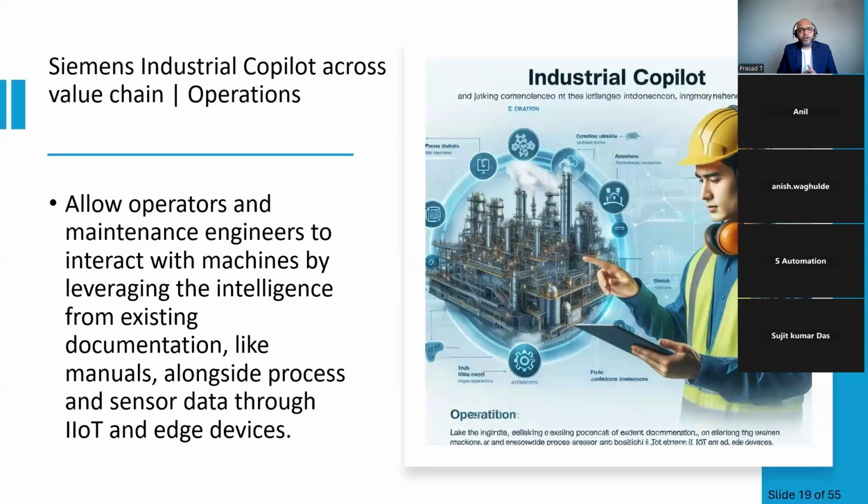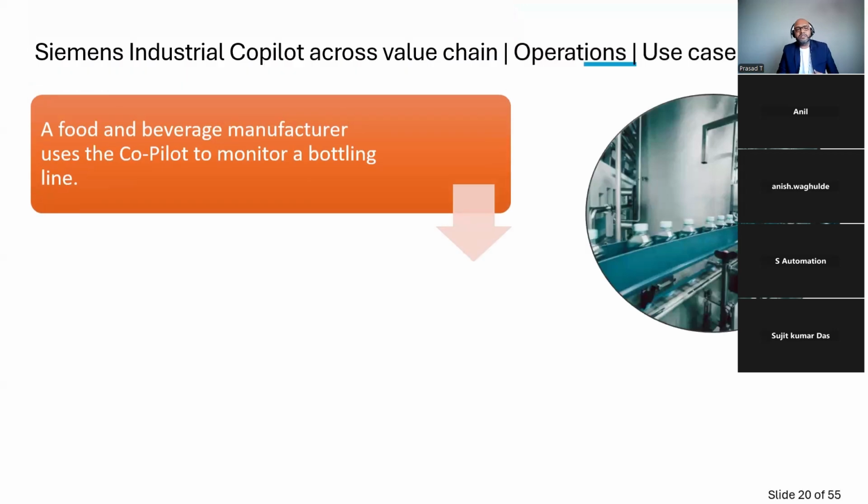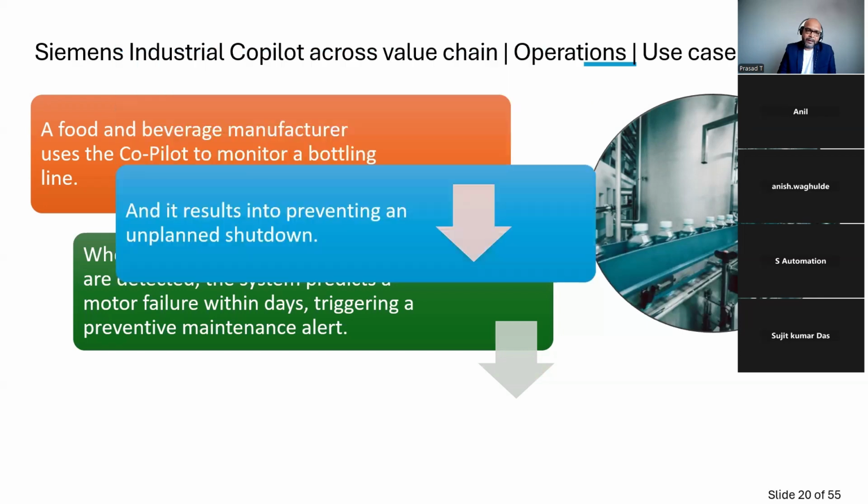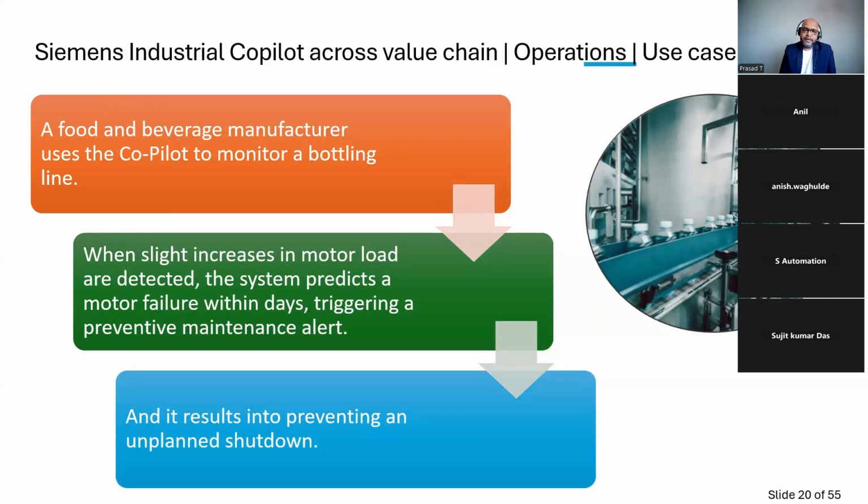So, Copilot across operations. Operations is one of the areas where Siemens is envisioning mapping the Copilot, for example, by leveraging the intelligence from existing documentation and manuals. One use case is a food and beverage manufacturer who uses the Copilot to monitor the bottling plant or any process. If there is any slight increase in the motor load, or a potential failure, it will analyze and trigger the preventive maintenance alert, and eventually help us prevent the unplanned shutdown.